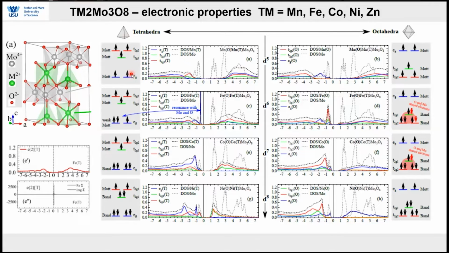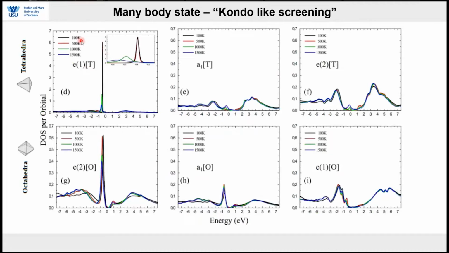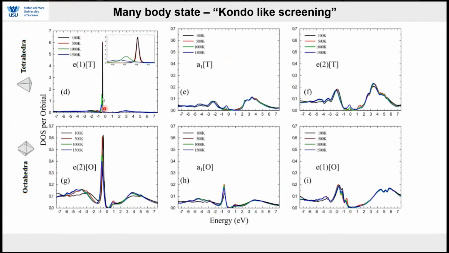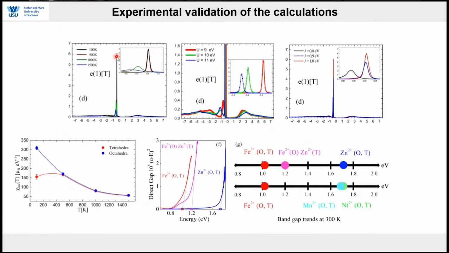And now to understand what this state is, we looked, for example, at the temperature-dependent properties. So I have the tetrahedral side, I have the octahedral side here, and I'm varying the temperature. What I see is that this resonance has a very strange behavior. At low temperature it is very sharp, but as I increase the temperature, it decreases in intensity. You can see it better here. All these other states for the tetrahedra or the octahedra don't change much with temperature. So the first observation is that increasing the temperature kills this state.